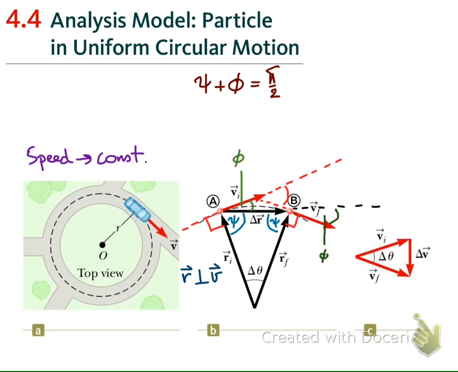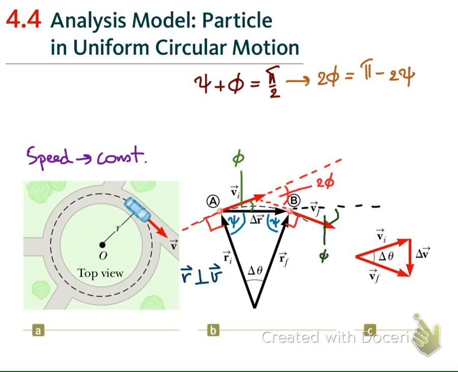Okay, so you can see that this angle plus this angle must equal to this angle. So we have that this angle is equal to 2phi. Okay, so we can write that this 2phi is equal to pi minus 2 psi.